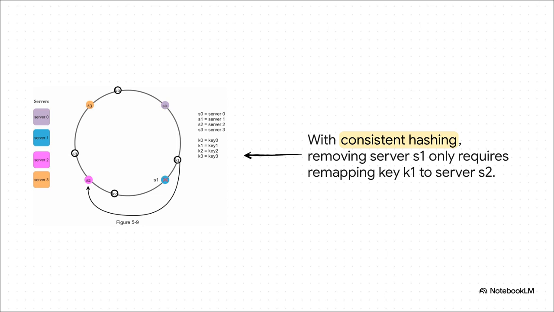Now watch what happens when a server disappears. All that happens is the data that used to belong to it now just belongs to the next server clockwise on the ring. Everything else stays exactly where it was. The disruption is incredibly minimal. This is the algorithm that allows massive cache clusters to scale up and down without falling apart.